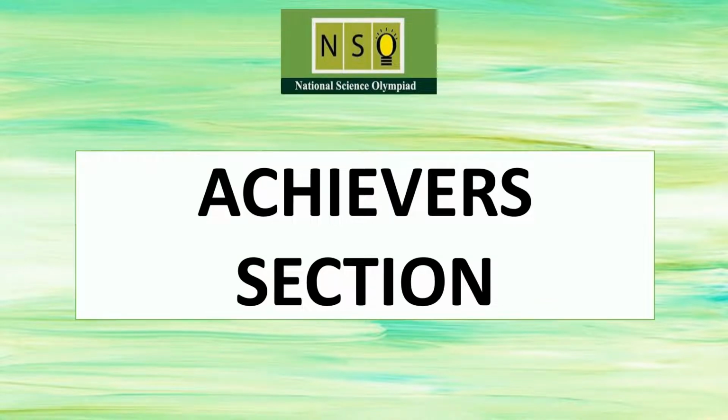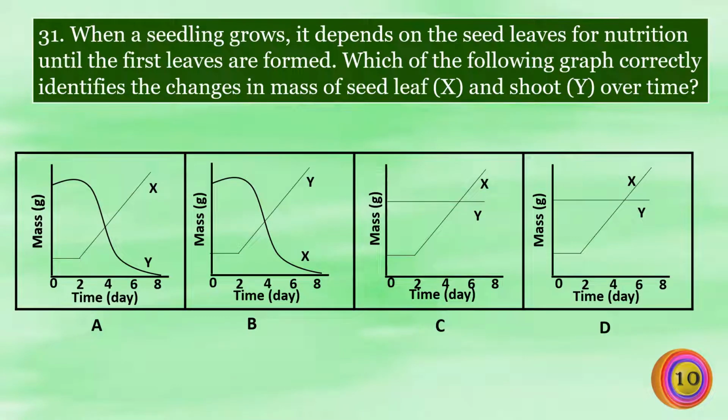Achievers section. When a seedling grows, it depends on the seed leaves for nutrition until the first leaves are formed. Which of the following graphs correctly identifies the change in mass of seed leaf and shoot over time?